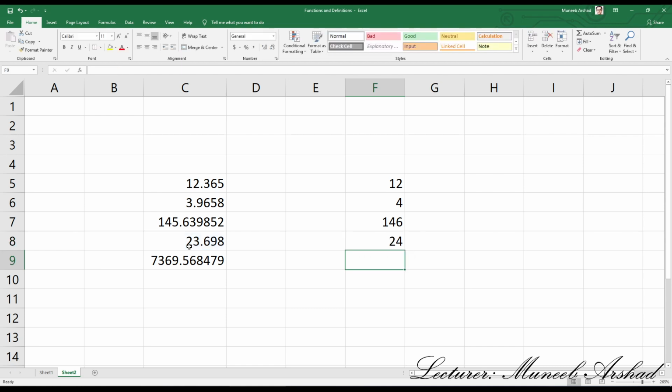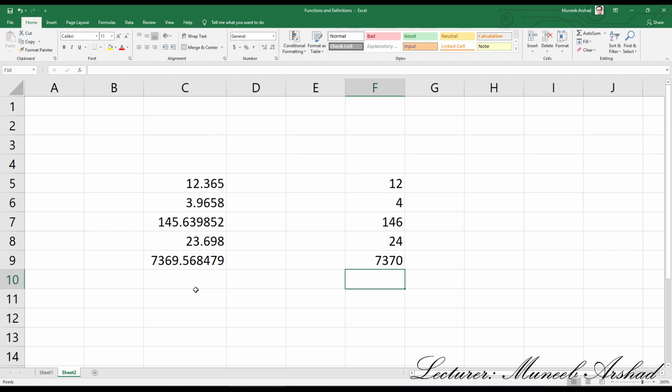Let's apply this for the last number. So equals ROUND, bracket open, specify the number, which is C9, comma, number of digits, 0 decimal places, and then you press enter. So the answer comes out to be 7370. So this was the scenario in which we were rounding off the numbers to a whole number.